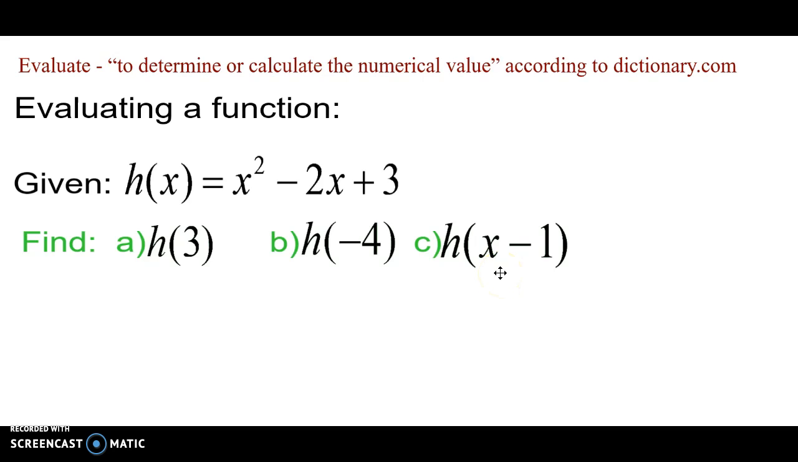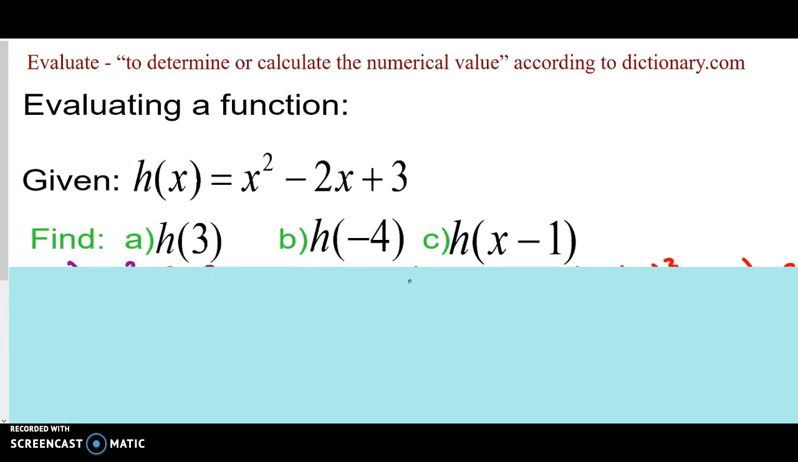So, what I'd like you to do right now is put me on pause. I'd like you to actually evaluate this function for all of a, b, and c, and then unpause me and let's check our answers, okay? All right, see how you did.